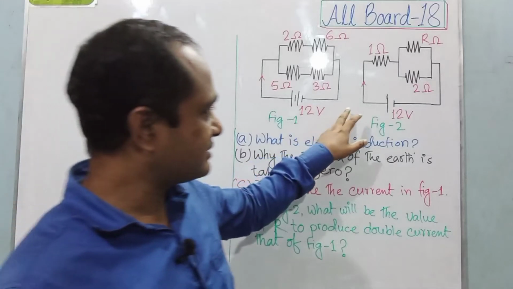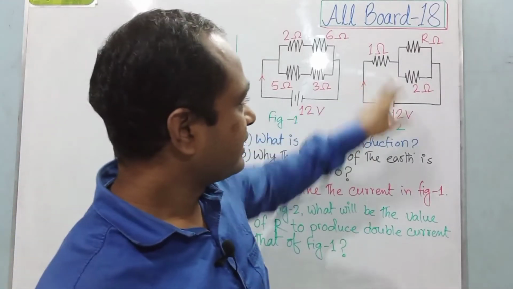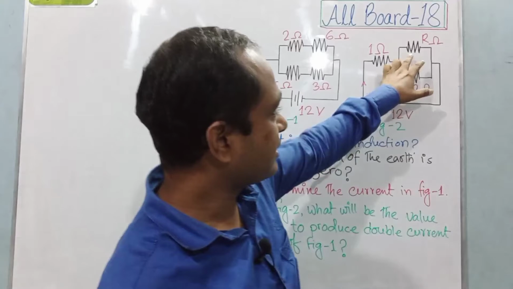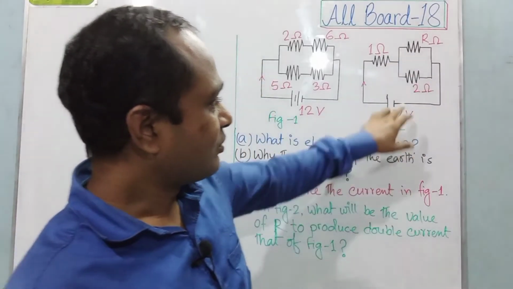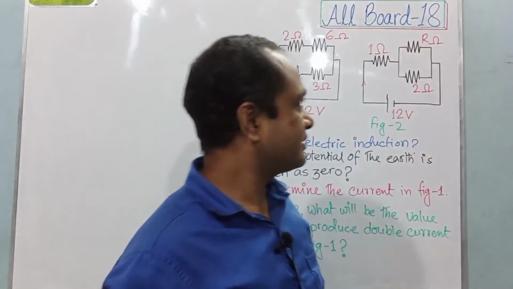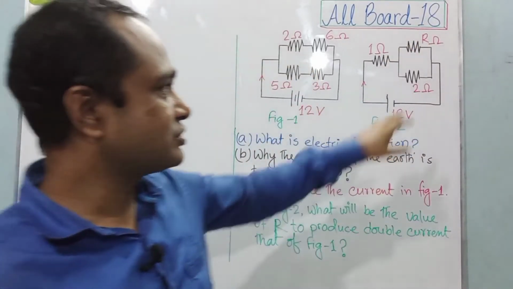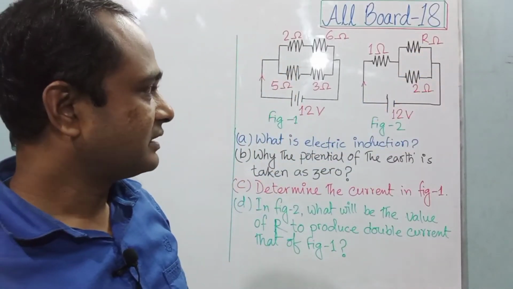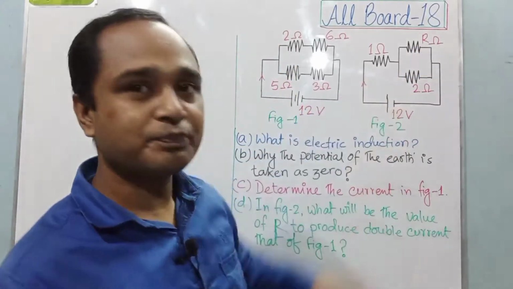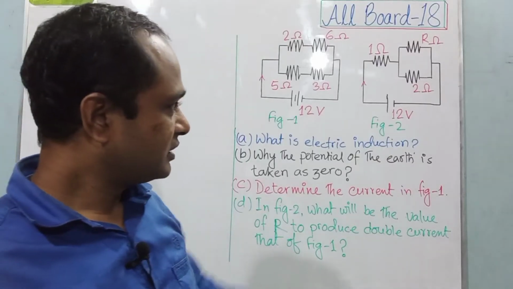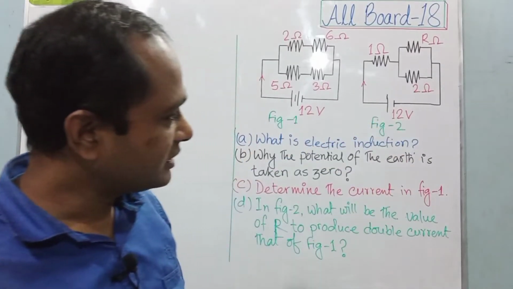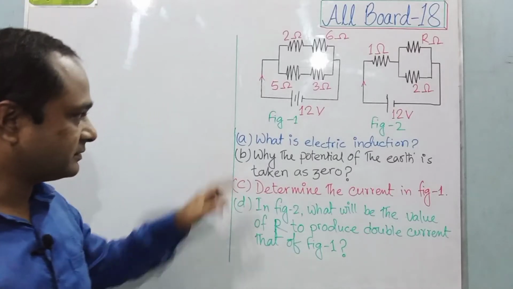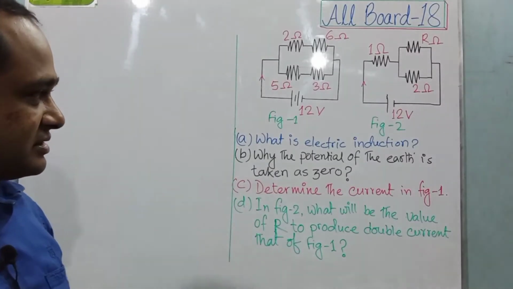And in the second circuit, here is a resistance of 1 ohm, and here are two resistances. One is 2 ohm and another value is unknown, which is denoted by R ohm. R and 2 are connected in parallel, which is connected in series with the first resistance of 1 ohm. Here also the electric source is 12 volt, and the questions are: what is electric induction?